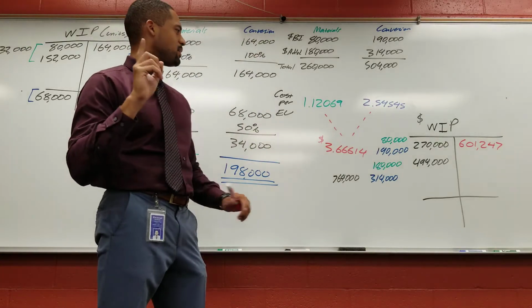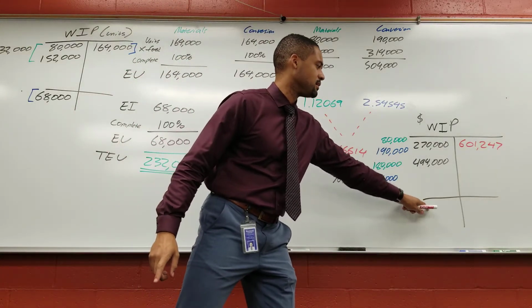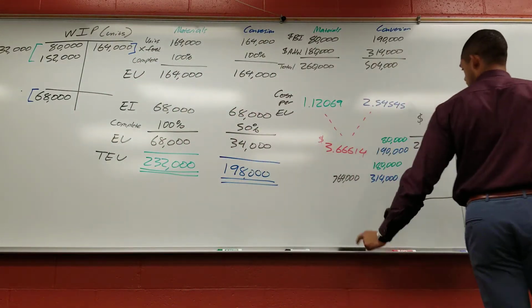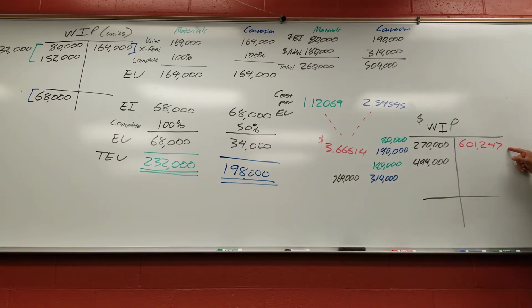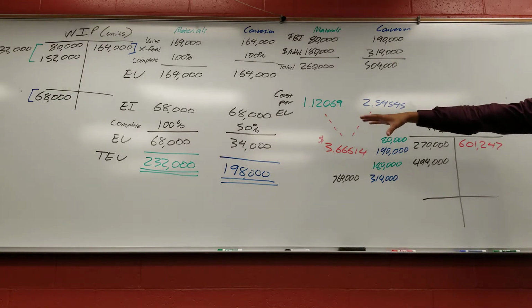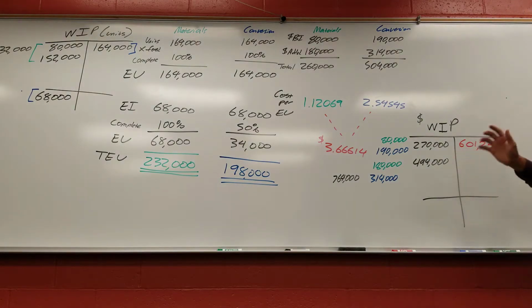Okay, last part is this ending inventory. We could just take 764,000 minus the 601,247 and get this number, but if you do that, you're prone to error. If we made a miscalculation anywhere along the lines here, and we just subtract that number out, the error won't be exposed. So you have to calculate this one step by step.